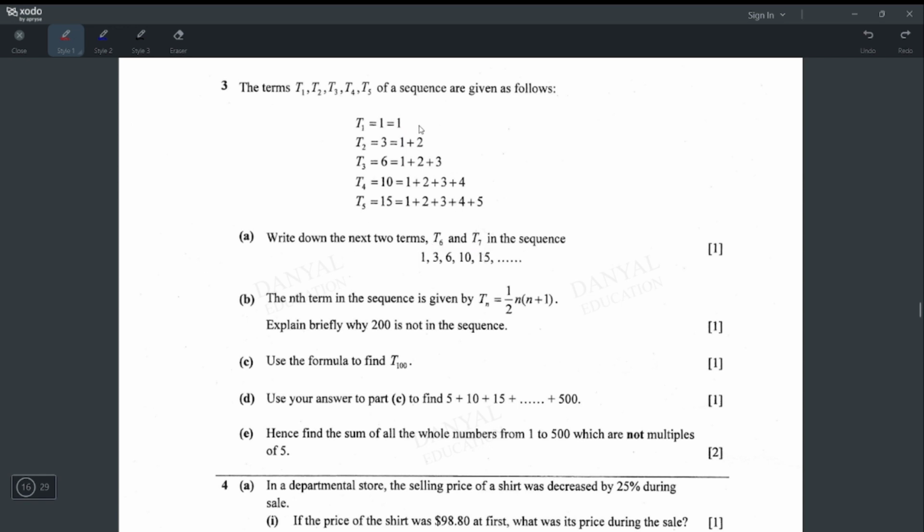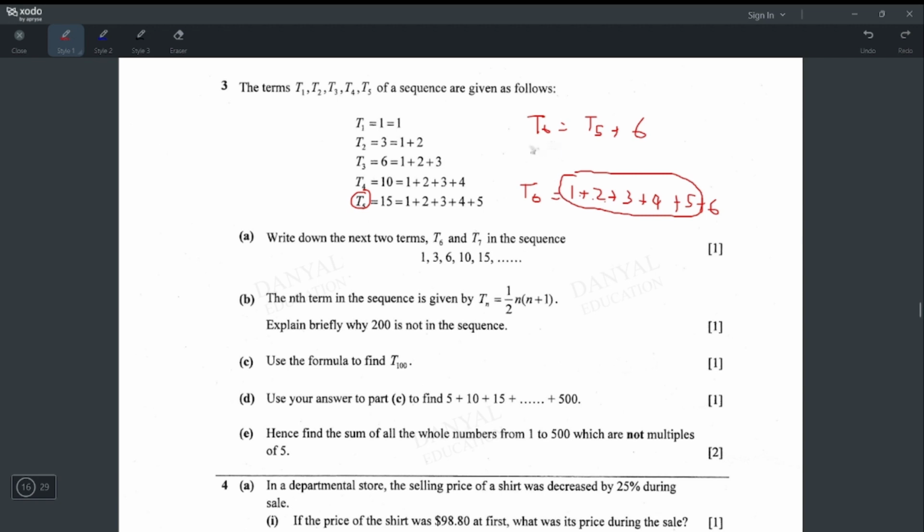And you can notice from the pattern that tn is equal to something plus n. So it'll just be n minus 1 plus n minus 2. So it's basically just the sum of all numbers from 1 to n. So to get t6 is actually just 1 plus 2 plus 3 plus 4 plus 5 plus 6. And we already know what 1 plus 2 plus 3 plus 4 plus 5 is, because that's t5. So t6 is actually just t5 plus 6.